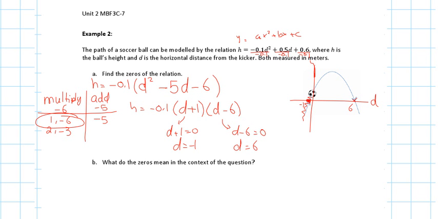So the ball was higher, not on the ground when he kicked it. The ball was on the ground, negative 1 meter behind him, but we don't care about this scenario because we care about when he kicked the ball. It's going to go up, then go back down 6 meters away from him. So in this case, we're going to omit this. And we're going to say that the ball hit the ground 6 meters from the player.